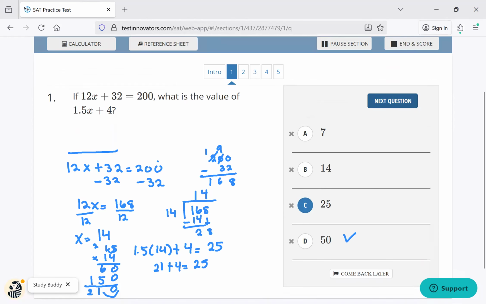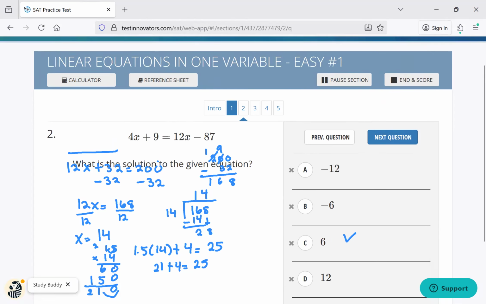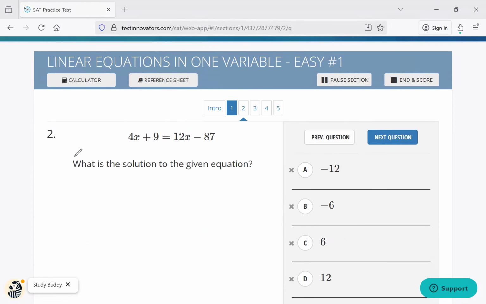Okay, next question. These are easy examples. There will be more difficult ones. So number two says, what is the solution of the given equation? This is pretty straightforward. You just solve for x.